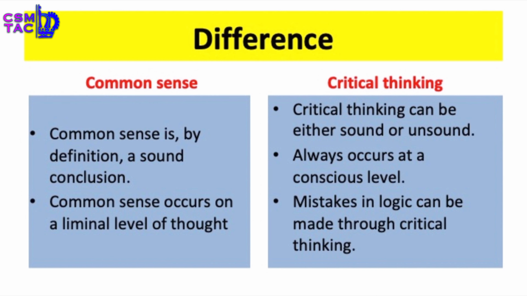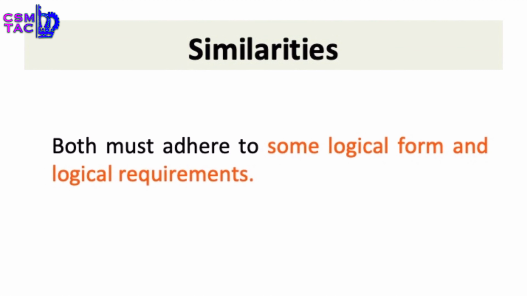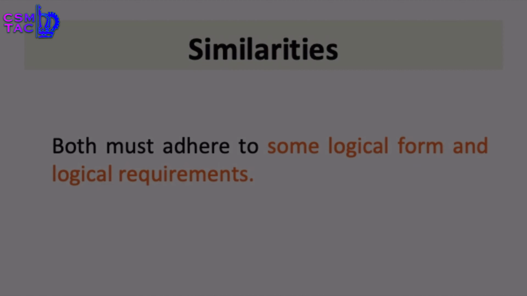Critical thinking always occurs at a conscious level, whereas common sense occurs on a liminal level of thought. And similarities. Although critical thinking and common sense require different levels of awareness and consciousness to operate, both methods are rational in their arguments, or, at the least, attempts to be rational. Both must adhere to some logical form and logical requirements.